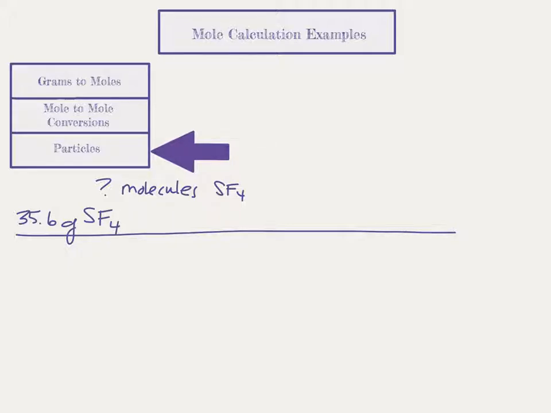With 1 sulfur and 4 fluorides, we end up getting 108.06 grams of sulfur tetrafluoride. Please notice I put my grams on the bottom part in my dimensional analysis. That is so I can cancel out those grams, get my units into moles. Okay, now my grams are canceled, I am in moles, and now I go back to that basic definition of what a mole is.